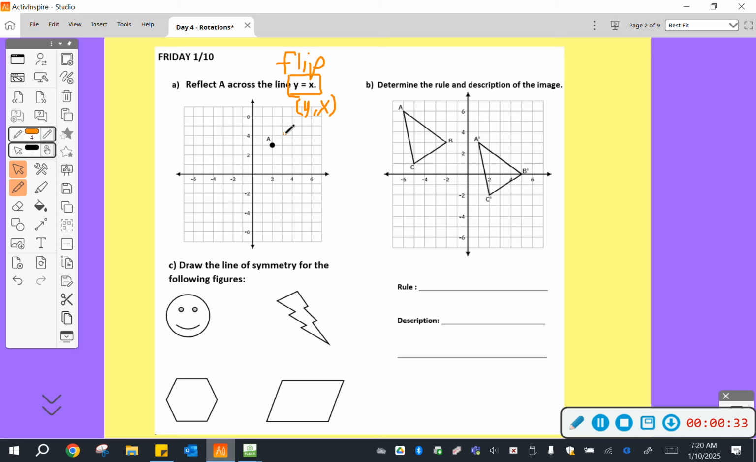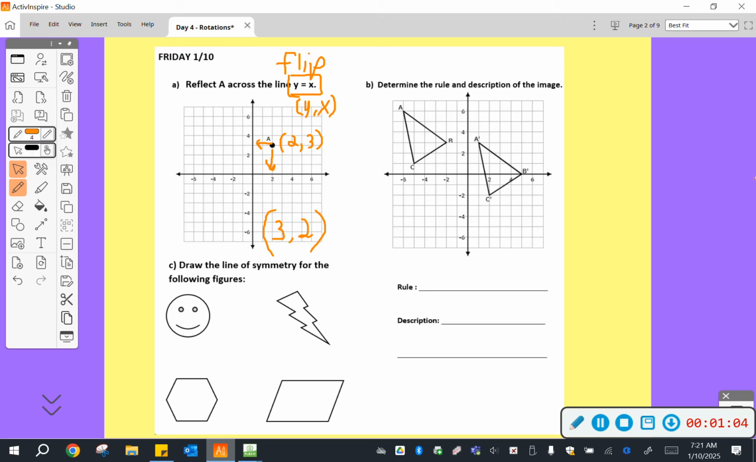Y equals x, you're making it y comma x. What point is A at right here? 2, 3. This right here is at 2, 3. Do y'all agree it goes 2 to the x-axis and 3 to the y right there? Yeah. So how do I flip 2, 3? 3, 2 is my answer. And that's all you had to do for that question. Remember, y equals x is just memorizing. Switch the numbers.